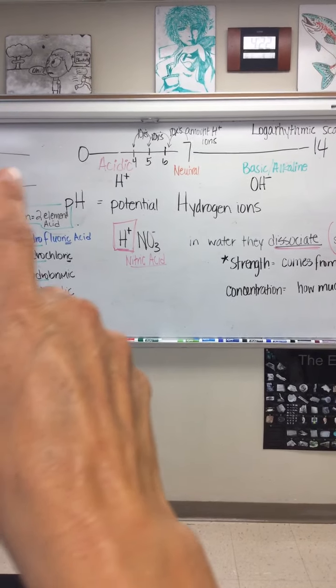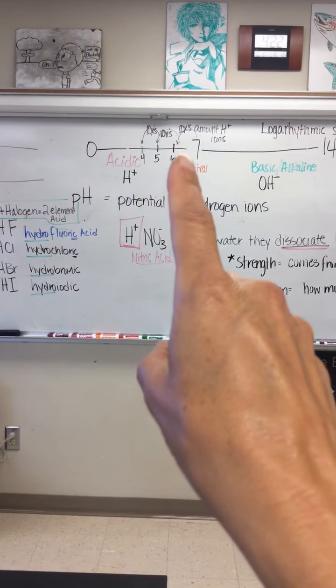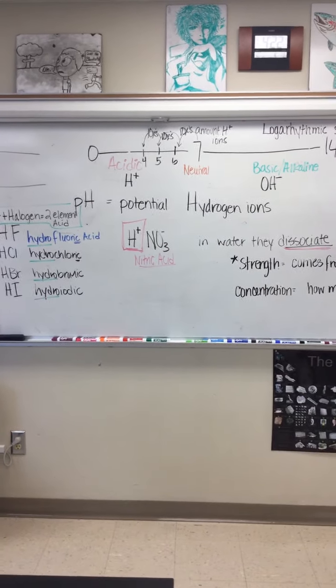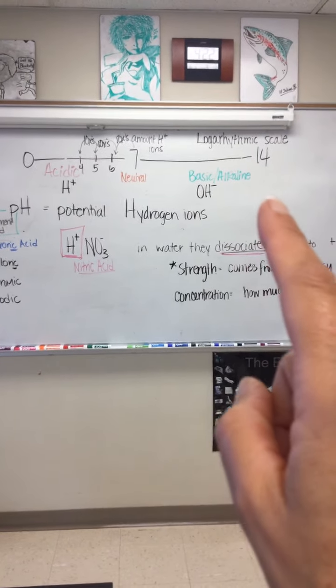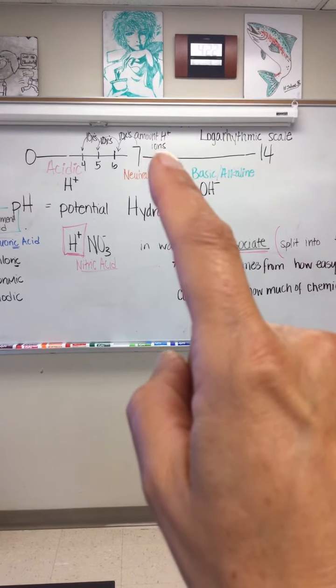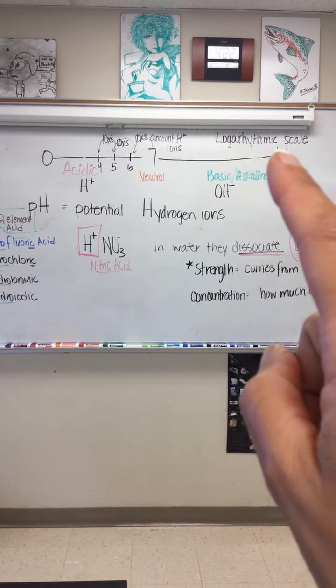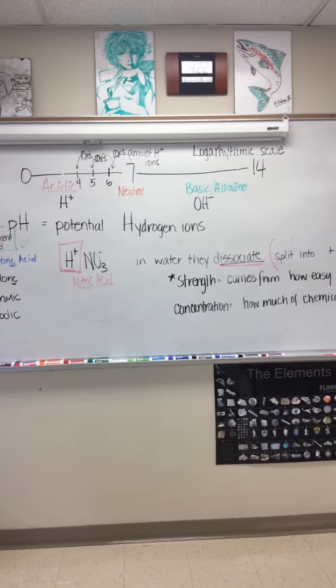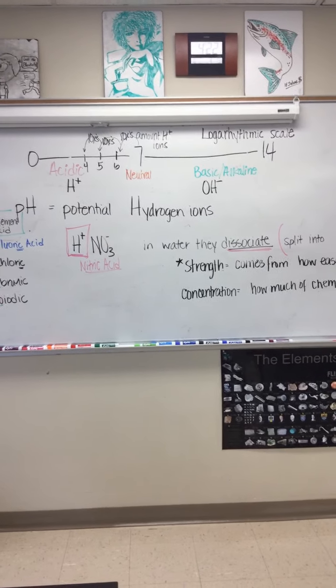So on the acidic end, from 0 through 6 is the acidic end. That includes our hydrogen ions. The basic and alkaline side is from 8 up to 14. Most of our strong bases are hydroxides in nature.